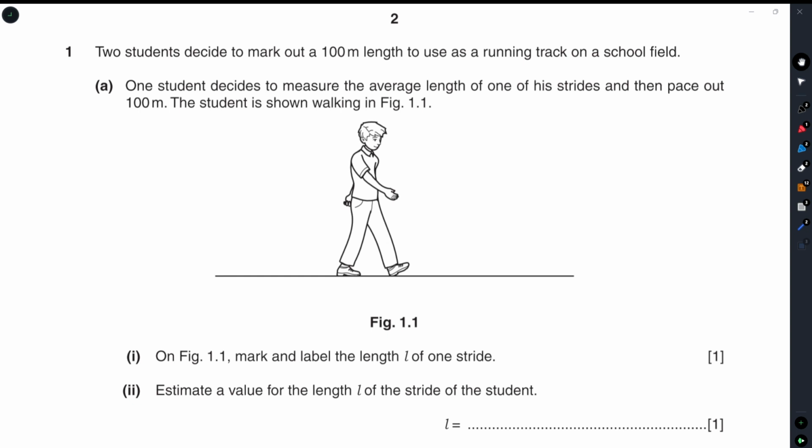Question number 1. Two students decide to mark out a 100-meter length to use as a running track on the school field. One student decides to measure the average length of one of his strides and pace out 100 meters, and so on.